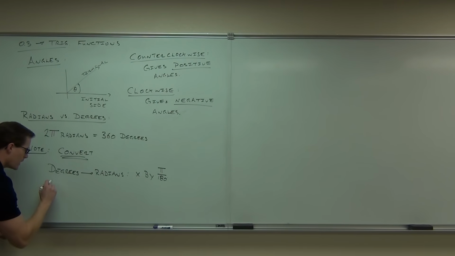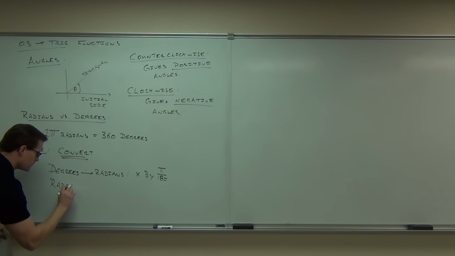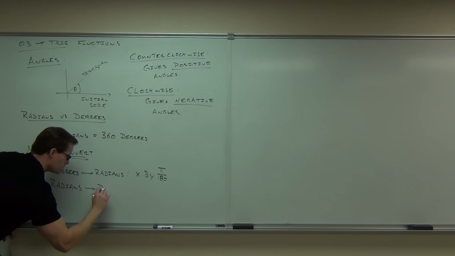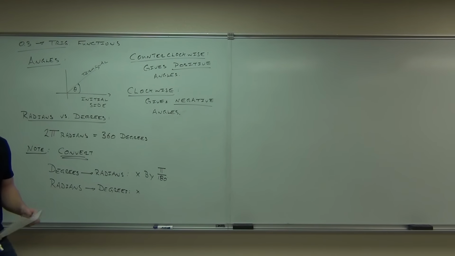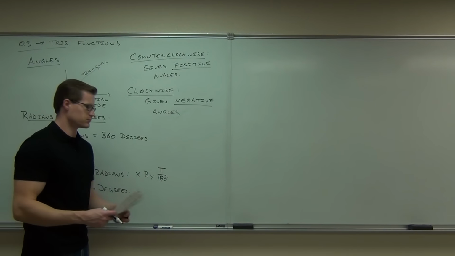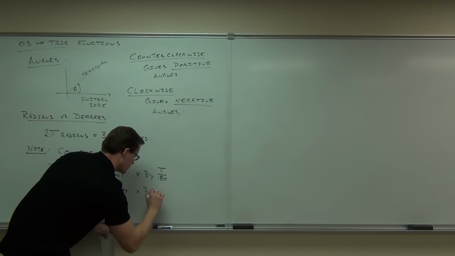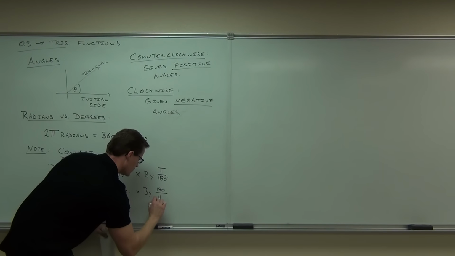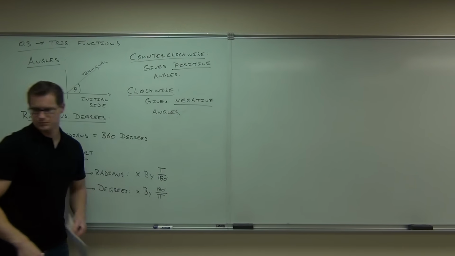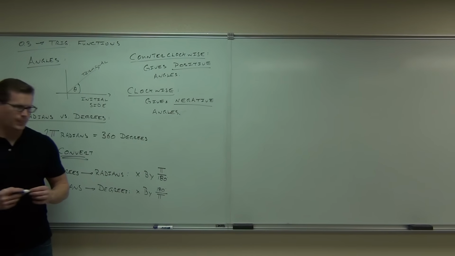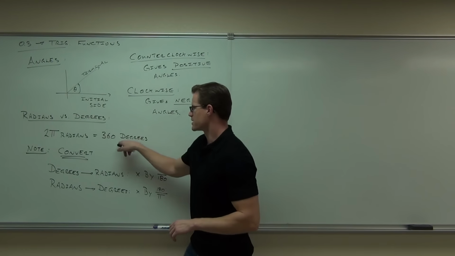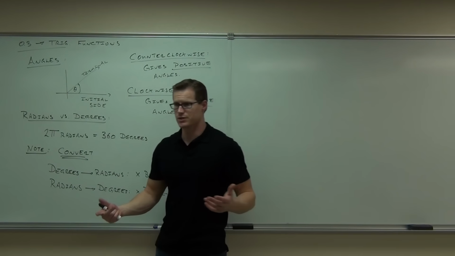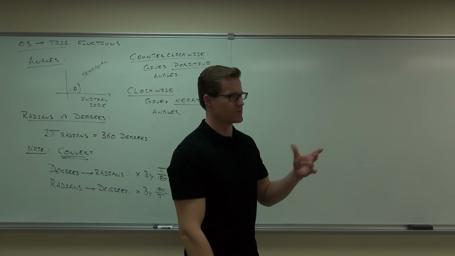The other way, if we want to go from radians to degrees, well, multiply by, what do you think? Really, you're just multiplying by 1 in a special way. And if you divide both sides by 2, you're going to get pi radians equals 180 degrees. So you're just using that equality to change between our degrees and radians.